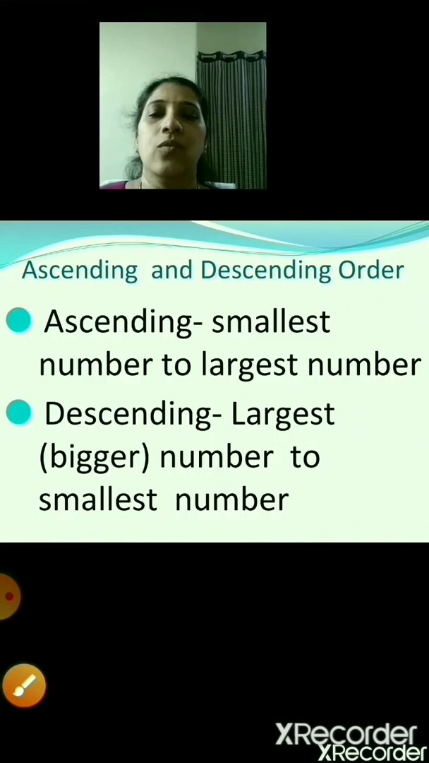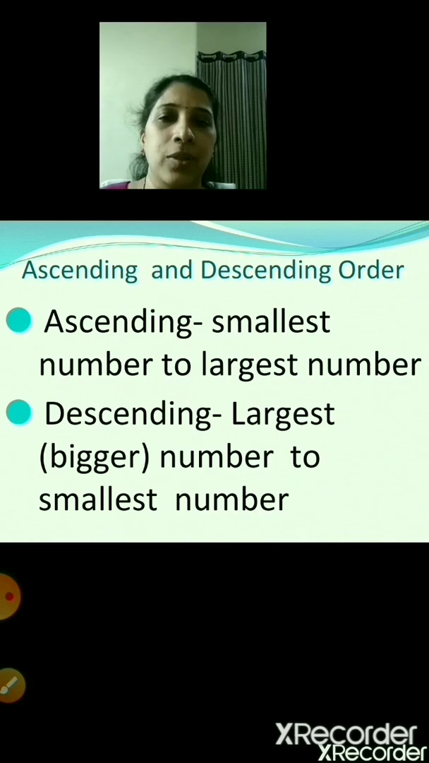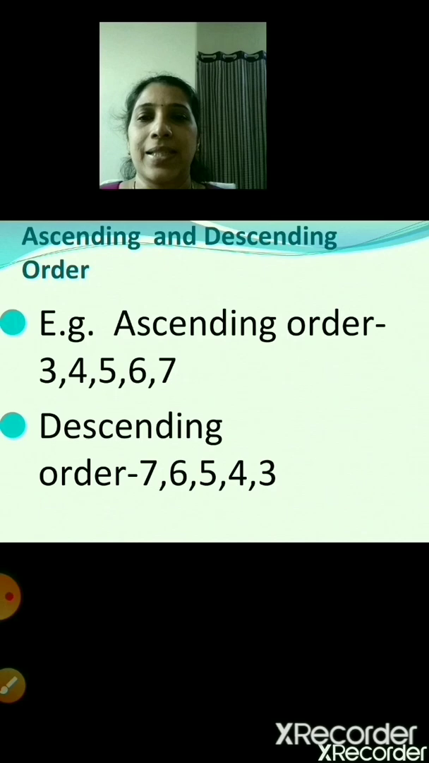Now, we'll see what are ascending and descending order. Now, what is ascending? It is the smallest number to the largest number. What is ascending, children? Smallest number to the largest number. And what is descending? It is the largest number, that is the bigger number to the smallest number. What is descending? It is the largest number or the bigger number to the smallest number. So let's take an example.